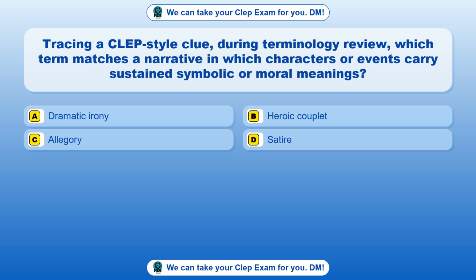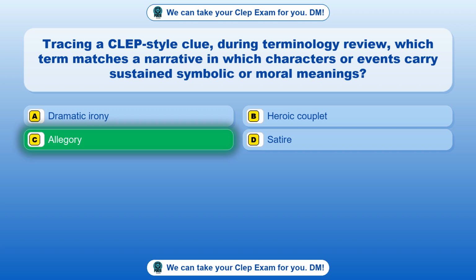Question 25. Tracing a CLEP style clue during terminology review, which term matches a narrative in which characters or events carry sustained symbolic or moral meanings? Option A, dramatic irony. Option B, heroic couplet. Option C, allegory. Option D, satire. The correct answer is option C, allegory.